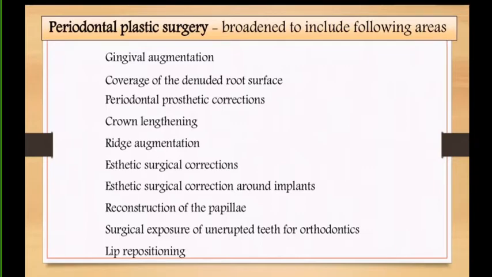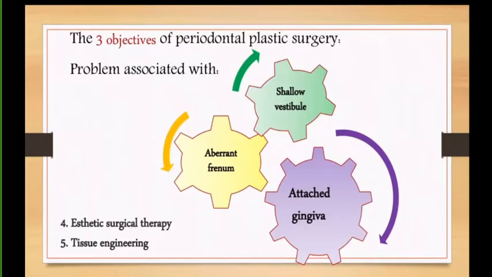Okay. But what are the main objectives of periodontal plastic surgery? Why do you need to perform periodontal plastic surgery? As we discussed, there is either an aberrant frenum, a shallow vestibule, or we need to increase the width of attached gingiva. These are three basic objectives that we want to achieve. But with the advancement in techniques and technology, there are a few other things that we need to achieve these days. One is aesthetics, patient aesthetics, so we need aesthetic surgical correction, and next is tissue engineering.